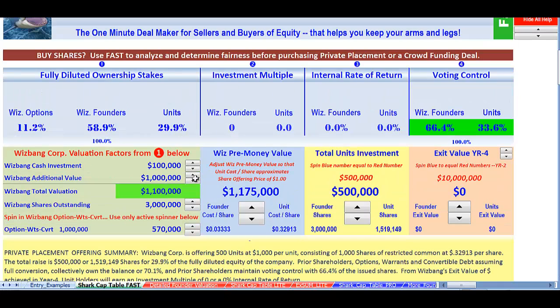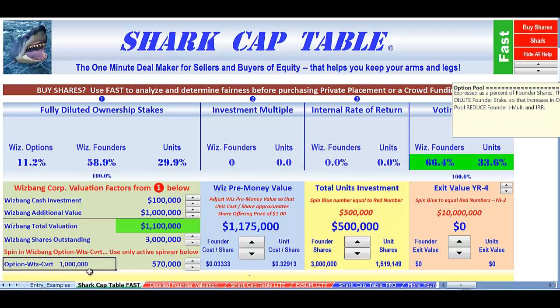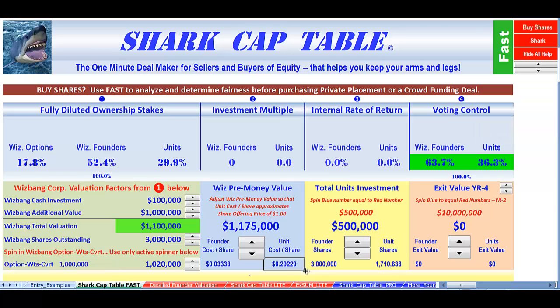As I said before, we've already got the data loaded in. Remember the 100,000, the million for 1.1, the 3 million shares outstanding. But there is something you have to do. This is the target for the options, warrants and convertibles. You're never going to get exactly because of the spin button increments, but let's put it at 1,200,000. 20,000 doesn't make much difference in the scheme of things. Now, here's the important one. Right now, based upon 1.175, we have a 29-cent share cost.